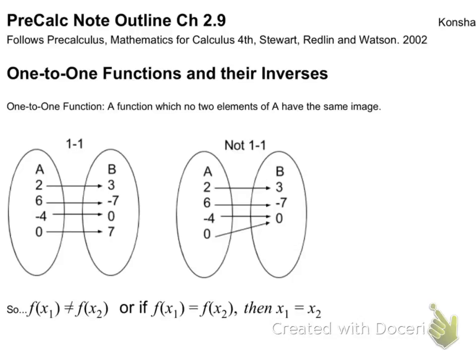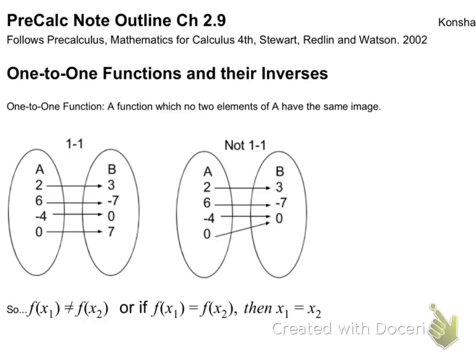Precalc, this is 2.9. We're going to talk about one-to-one functions and their inverses. Basically, if something is one-to-one, it will have an inverse that is a function. So, to be one-to-one, you also have to test if it's a function. So first, it has to pass the vertical line test. Then, we can go back and test a different test to tell if it's one-to-one.